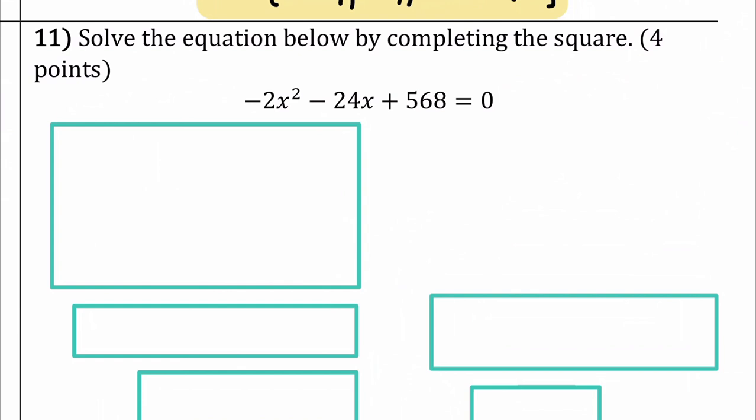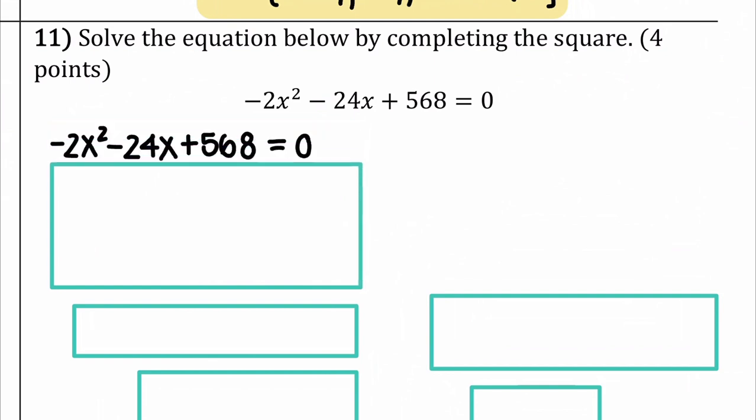Now let's look at number 11. Number 11 says to solve the equation below by completing the square. So here we're forced to use completion of square, but again, every single time it says to solve for x, find the roots, determine the x-intercepts, find the solutions, whatever it is, we can use whatever method we want. We can use factoring, completing the square, or quadratic formula. But in this case, we're forced to complete the square.